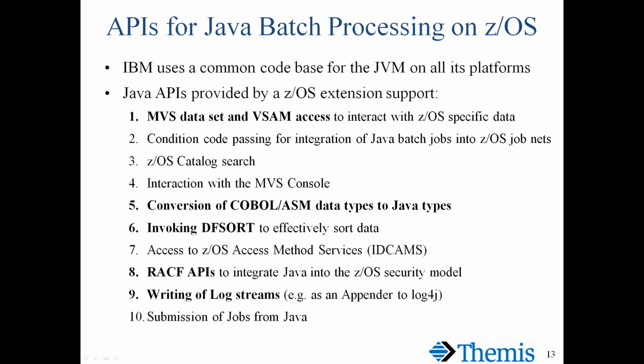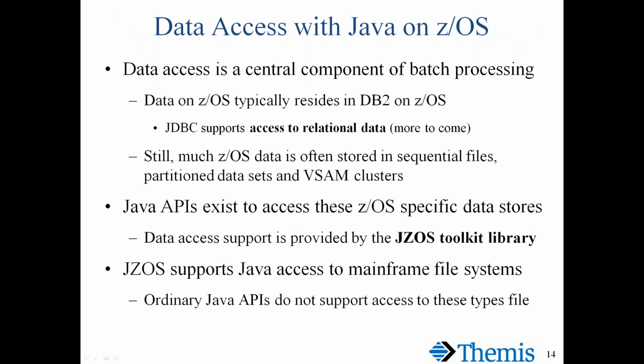Many APIs are available on z/OS to support Java. We've listed 10. We've highlighted 5 of them. Access to MVS datasets is a big one. And then number 5, being able to take copybooks targeting COBOL programs and convert them to be usable in Java. We'll talk more about that. Invoking efficient sorts, number 8, integrating with RACF, 9, logging, capability of submitting jobs, a whole set of capabilities. IBM is strongly supporting the ability to have Java take on more and more of the workload in a modernized environment.